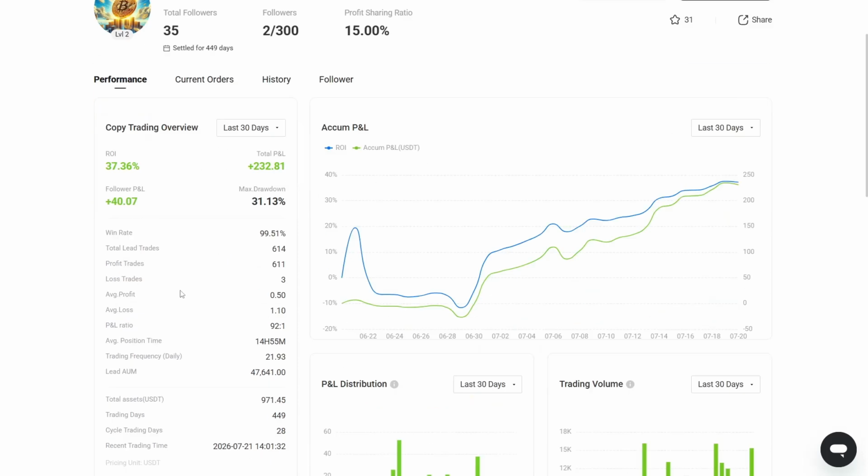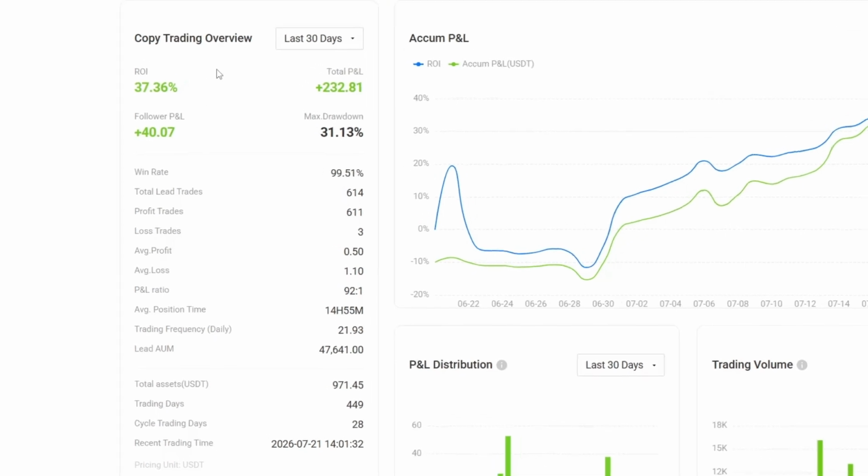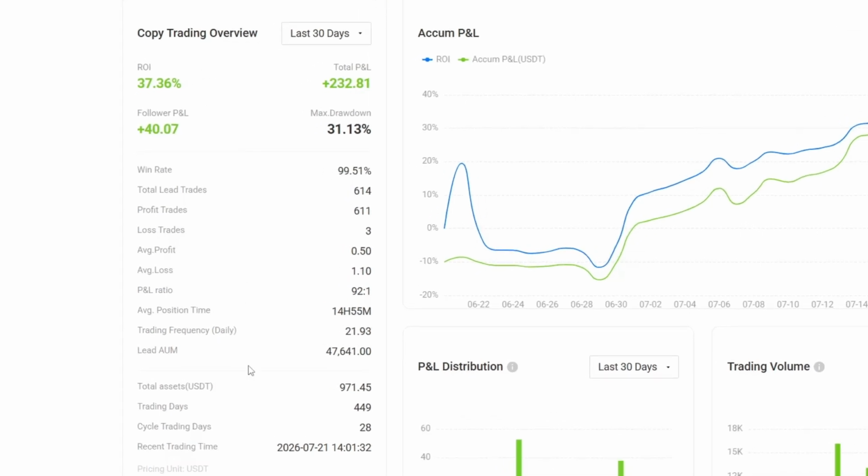Doing a deeper dive into his profile, on the left we have copy trading overview. Here we have more stats to get more of an understanding of what type of trader Crypto Dawn is. We can see CryptoDawn has made 614 trades. 611 of those have been profitable, while only 3 have been a loss.